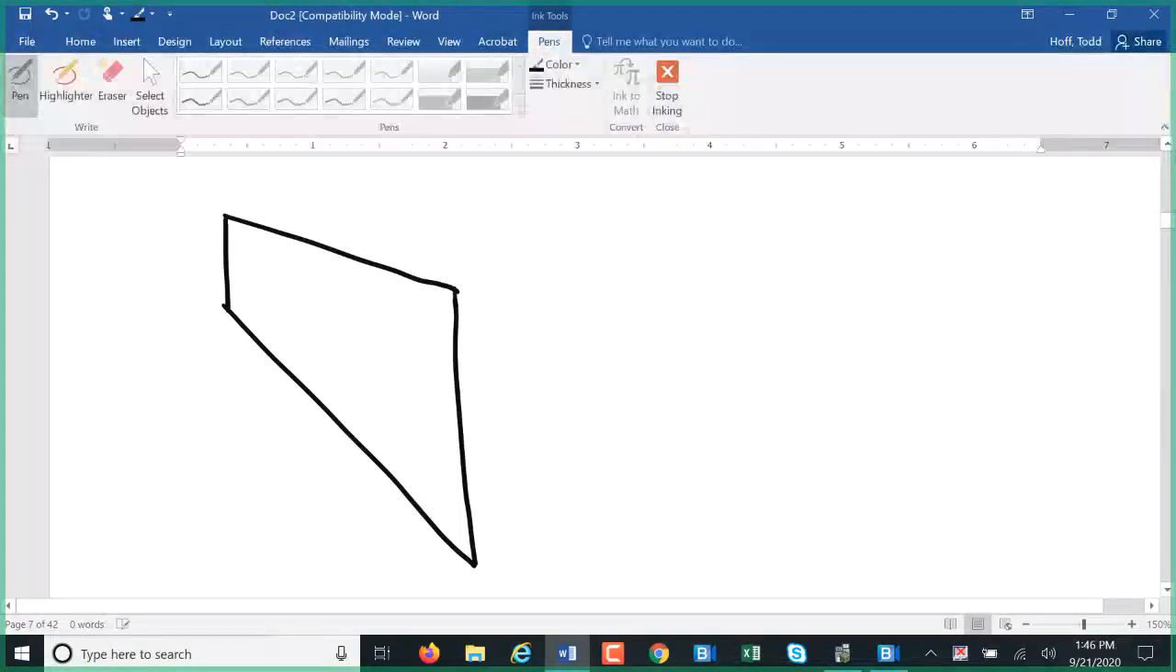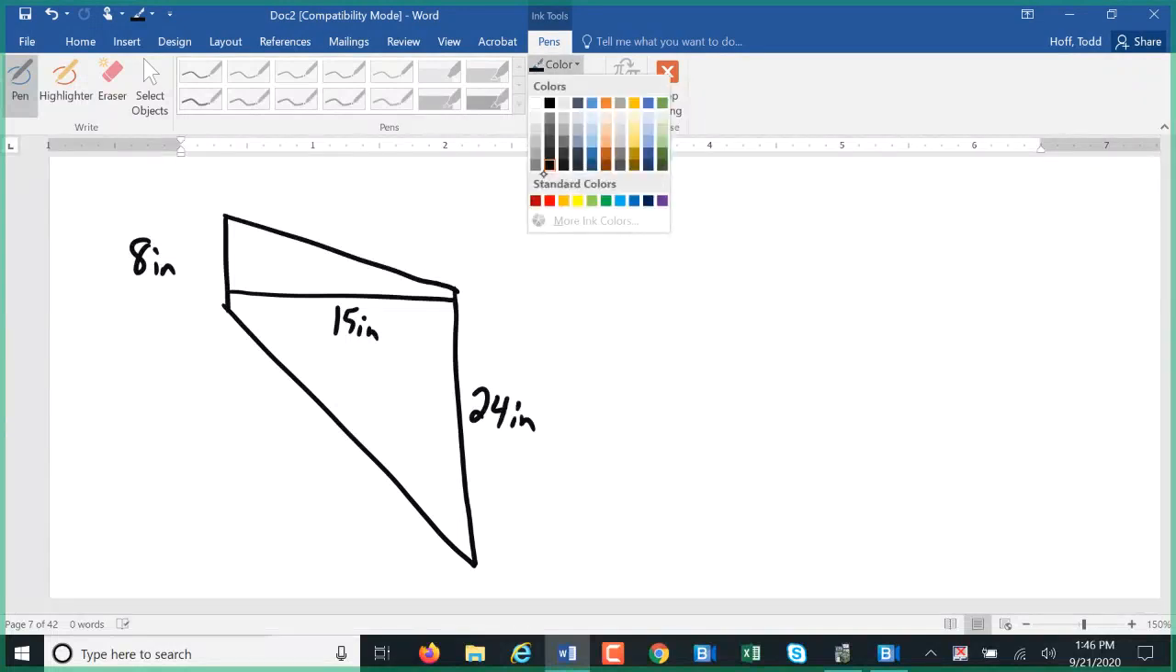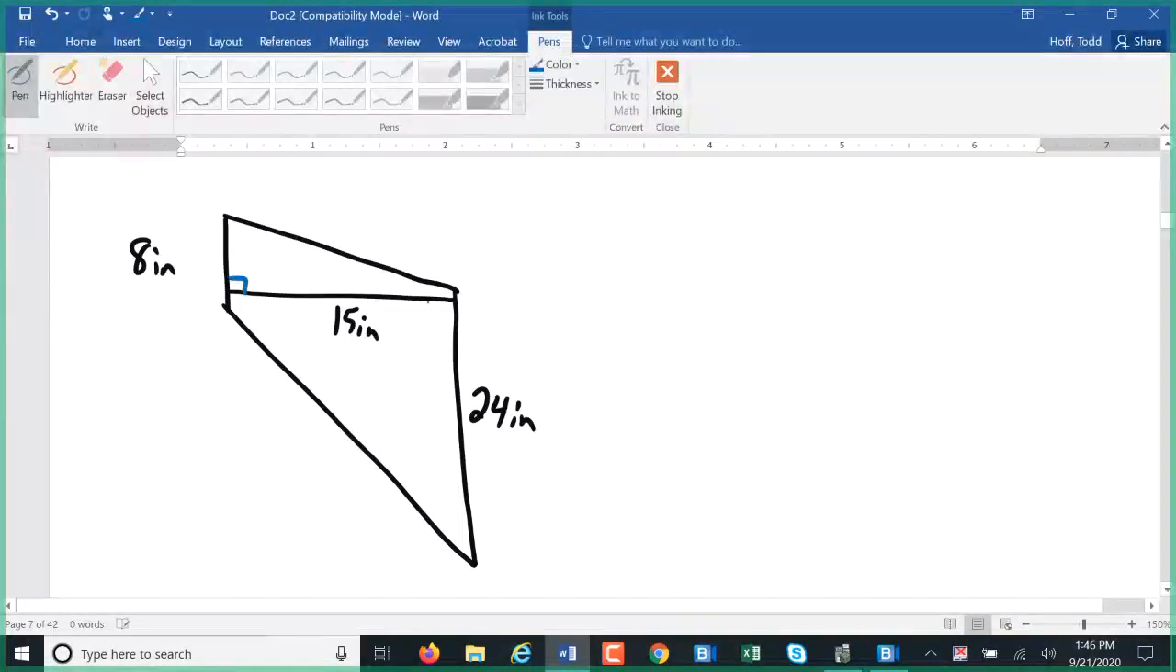So this is a trapezoid. Let's say that this up here is 8 inches. Let's make this here 15 inches. And this piece down here, we're going to make 24 inches. Of course, we do have to tell you that 15 inches is perpendicular to the bases, because to be a height or distance between, it has to be perpendicular on both ends.